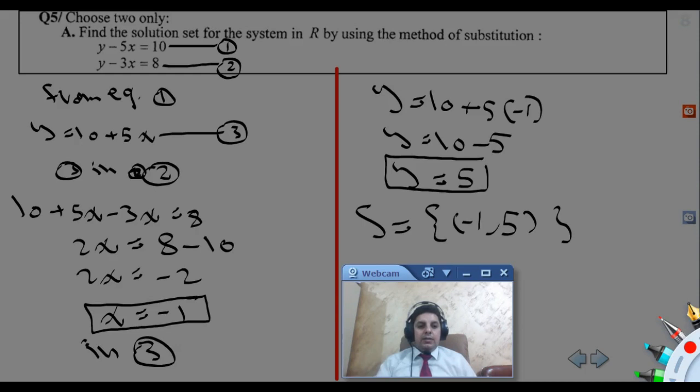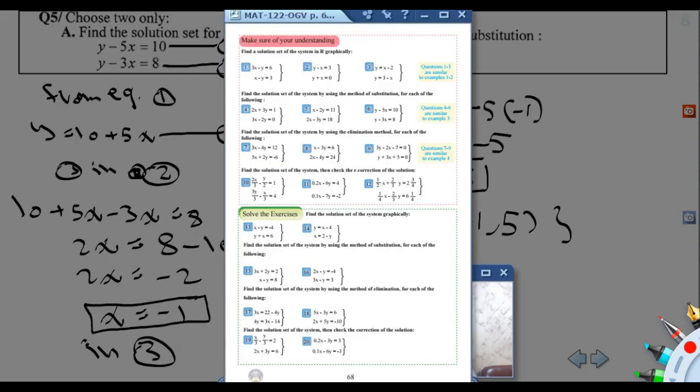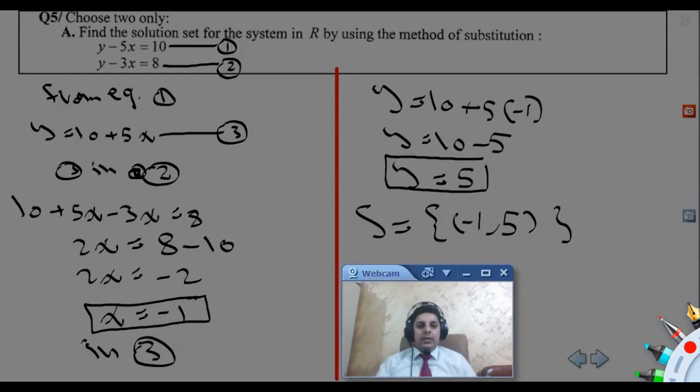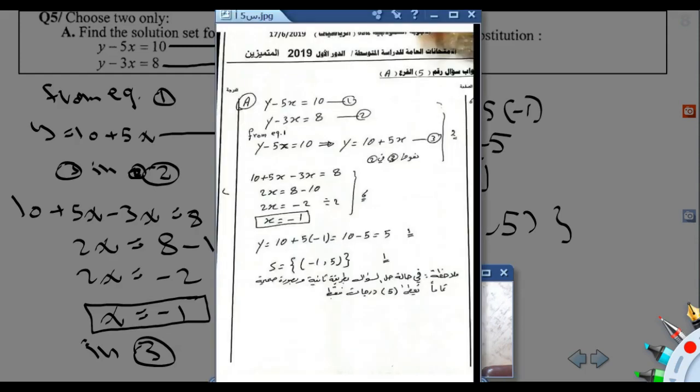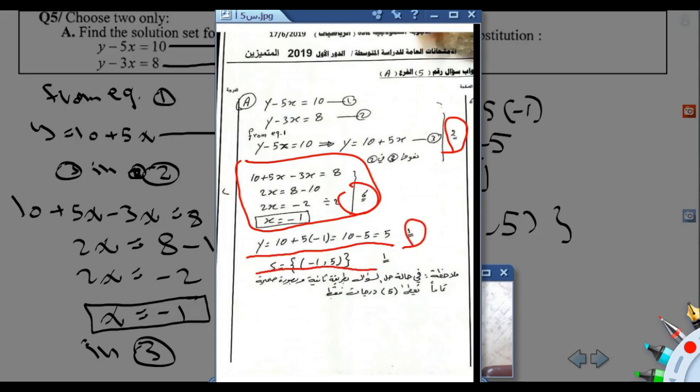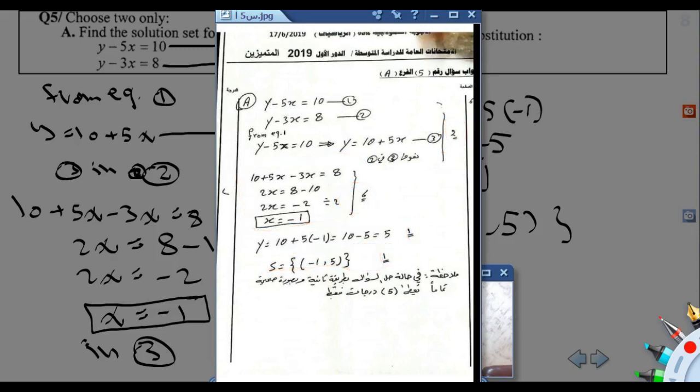Look, dear students, look at the typical answer. That is part A. This step is 2 degrees, and this step is 6 degrees, and this step is 1 degree, and the final result is 1 degree. That is the typical answer to that question.